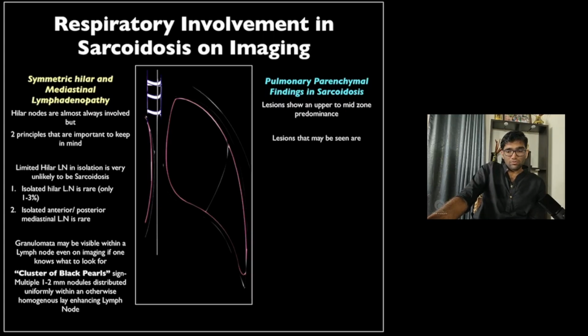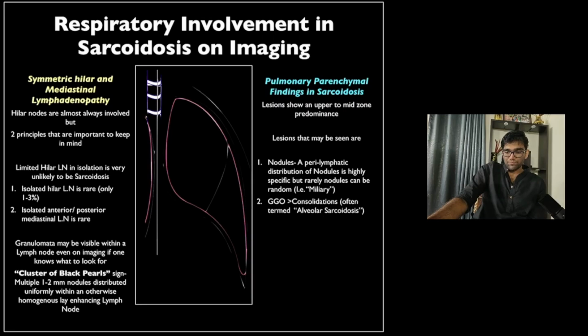Now coming to the parenchymal findings in sarcoidosis, the lesions that are typically seen are, one, nodules, which have a characteristic perilymphatic distribution. This is highly specific, and actually the only other reasonable cause of a perilymphatic nodulosis is lymphangitic carcinomatosis. However, rarely even in sarcoidosis you can get a random pattern, which more colloquially is called miliary sarcoidosis, in which case naturally tuberculosis would have to be ruled out, or even an endemic mycosis would have to be ruled out.